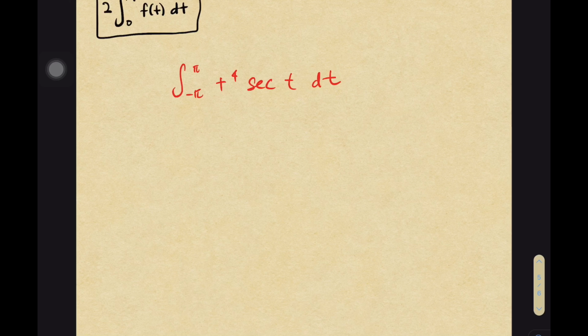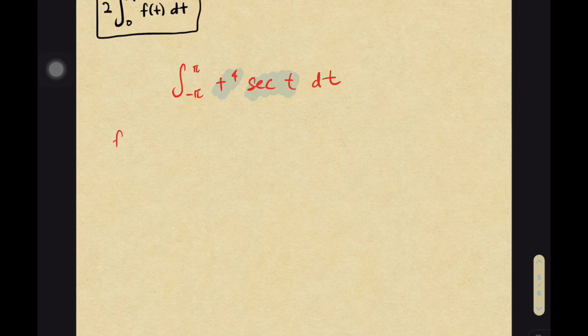Okay, so now you have two functions here. The first function is t to the power of 4, and the second function is sec t, dt. So you need to check whether t^4 sec t is odd or even, so that you can decide on the integrals. So let's check one by one.